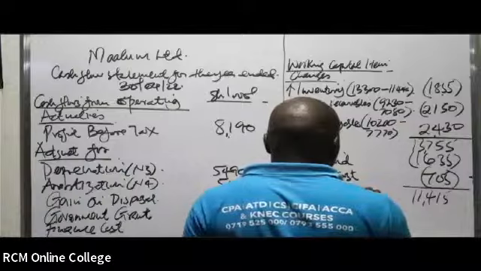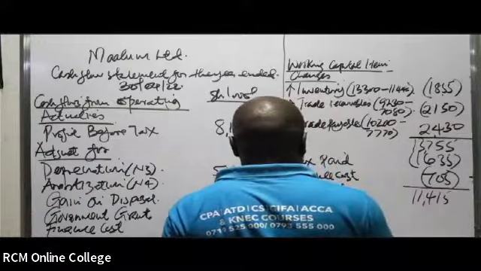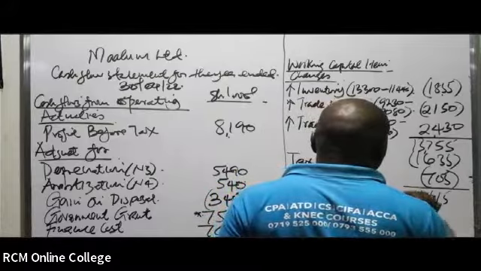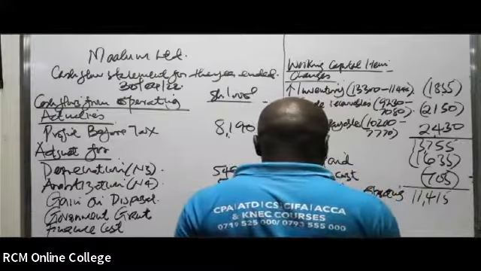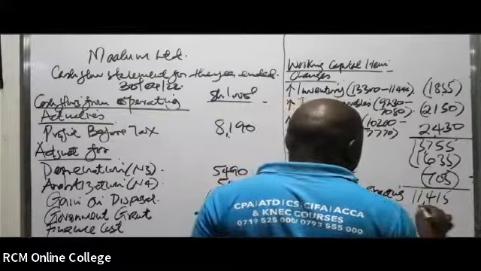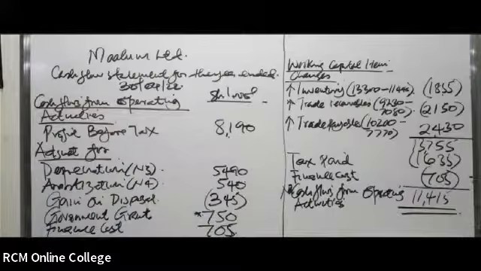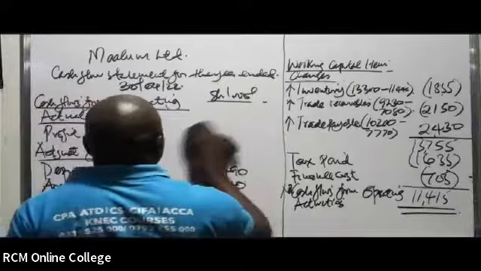Net cash flows from the operating activities. Then you can go to the cash flows from the investing activities. Cash flows from investing activities.